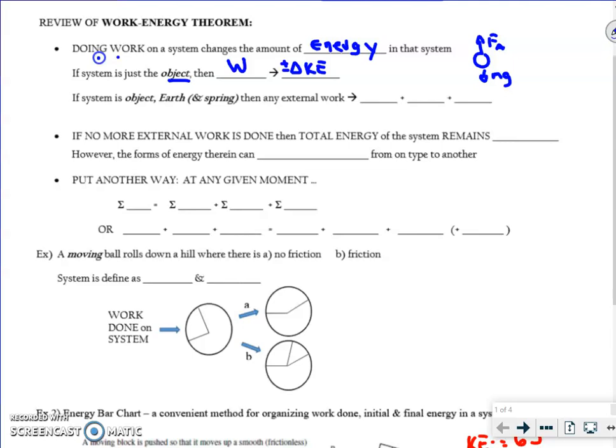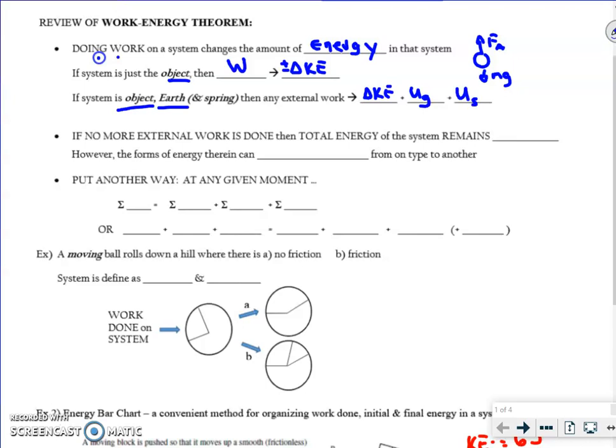However, if I want to define my system as the object, the Earth, and then any potential springs, which we haven't formally introduced yet, but will come down the road, then any external work goes towards either kinetic energy, or now we can introduce gravitational potential energy or elastic potential energy.